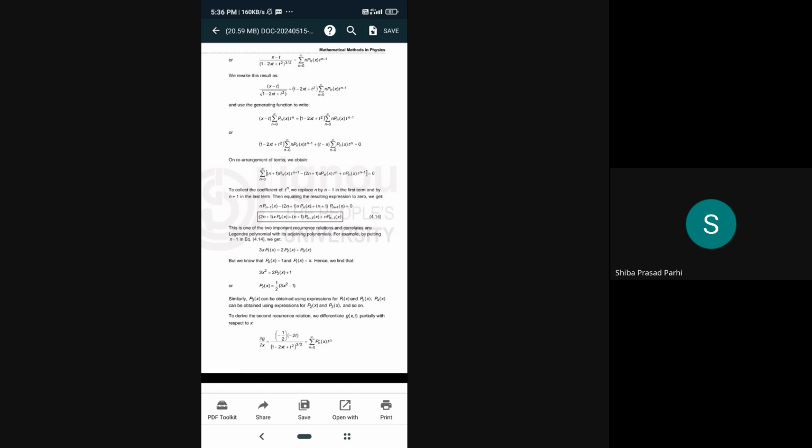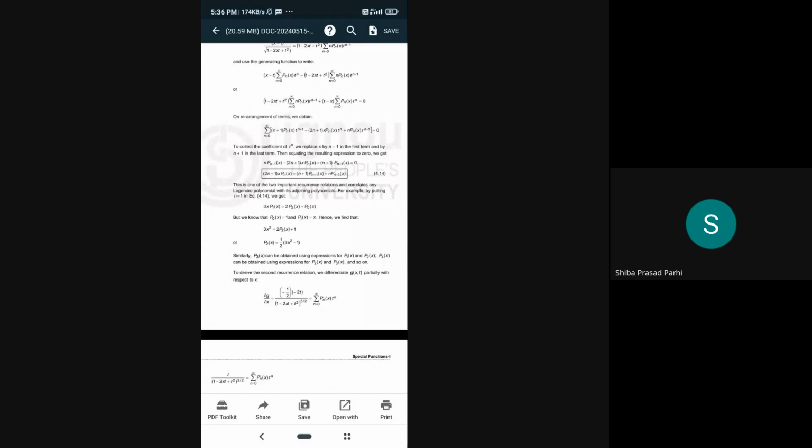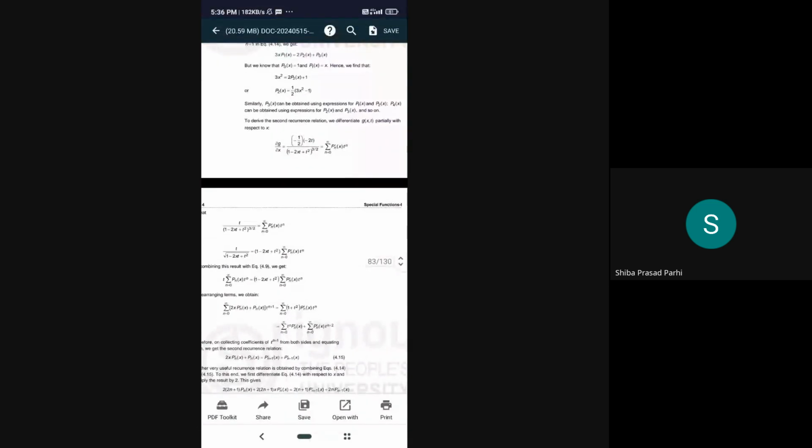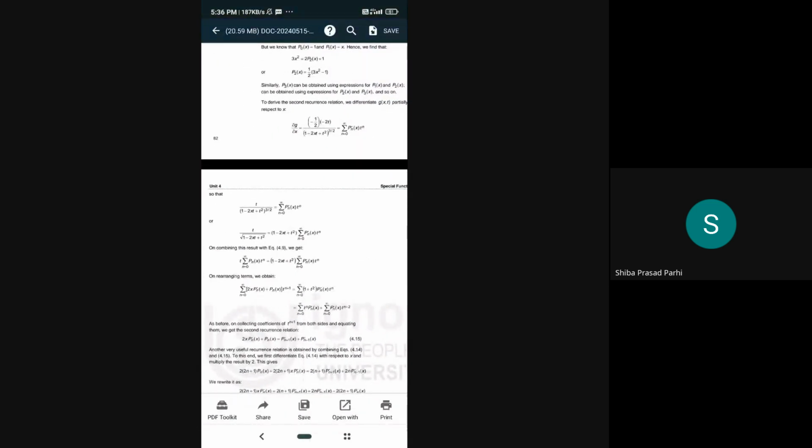To derive the second recurrence relation, we differentiate g(x,t) partially with respect to x, and you get del g by del x is equal to summation n is equal to 0 to infinity Pn dash (x) t to the power n.